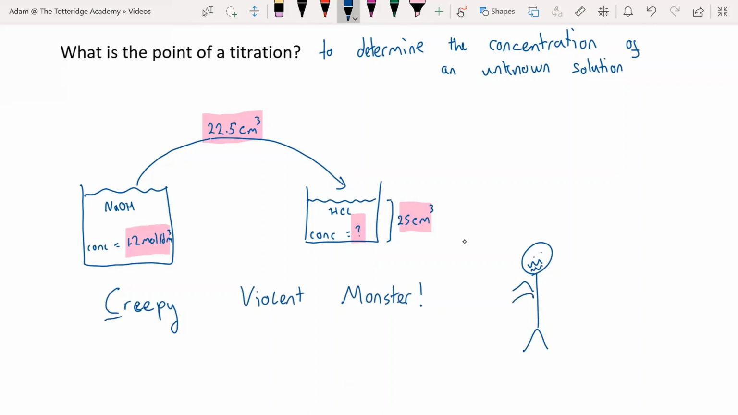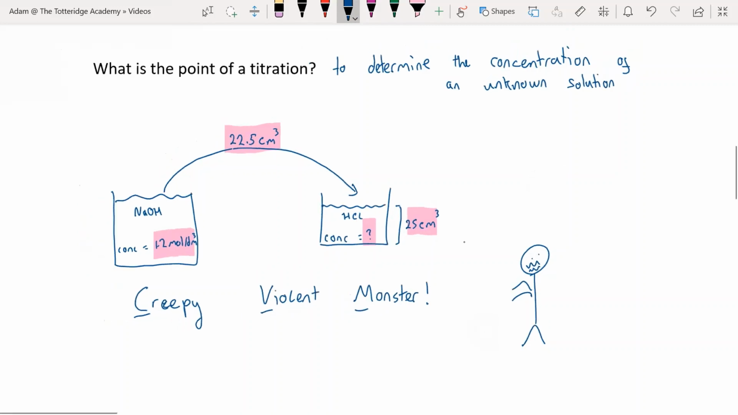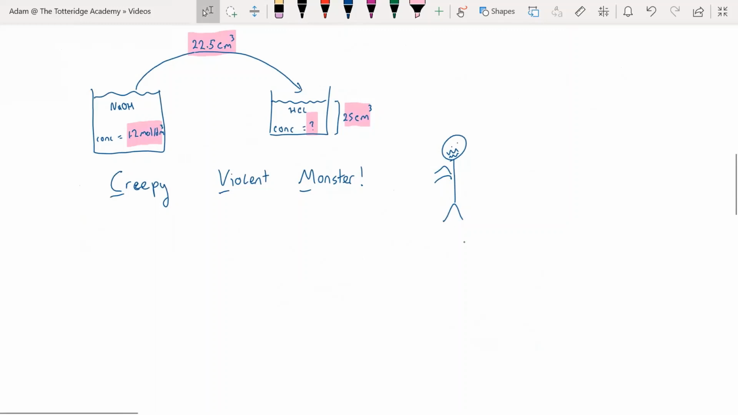Why? Because we've got a C, we've got a V, we've got an M. And that is going to be the most important thing for you in terms of working out your titration calculations. So let's take this one as an example. They'll give you information in the question. So all of this stuff that I've given you up here, they'll give you as information in the question. They will almost always also give you the equation. So in this example, NaOH plus HCl forms NaCl plus H2O. You should know that anyway, but they'll almost always give it to you in the question.